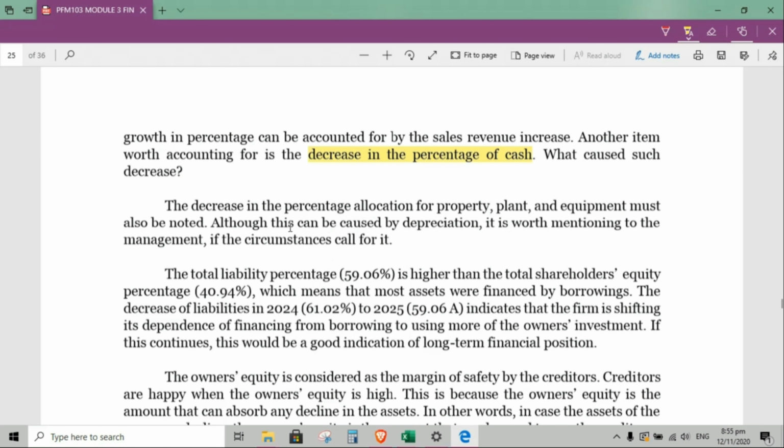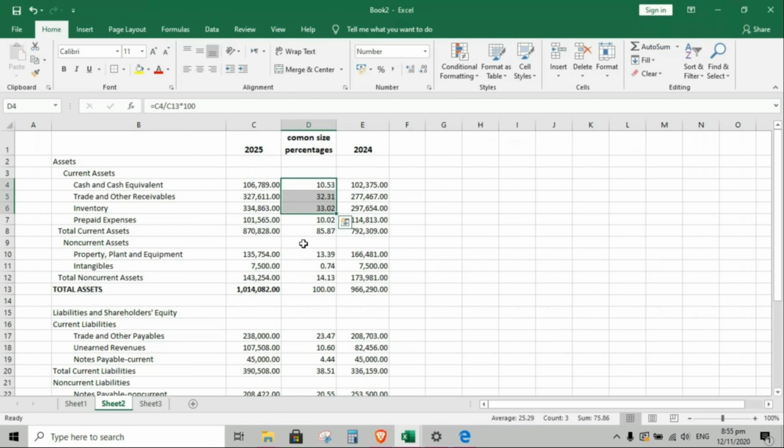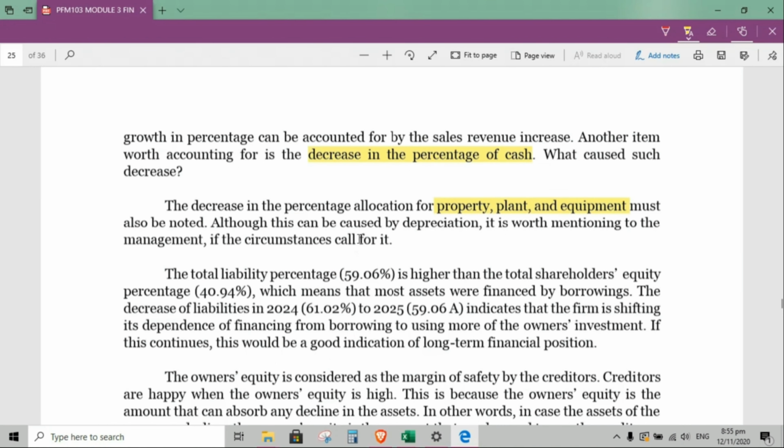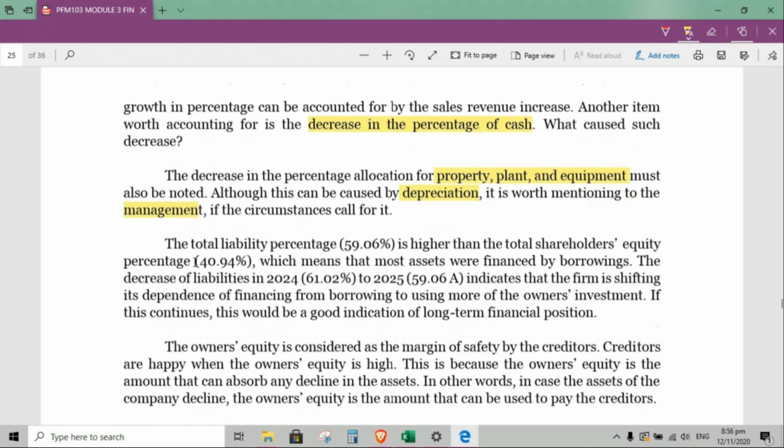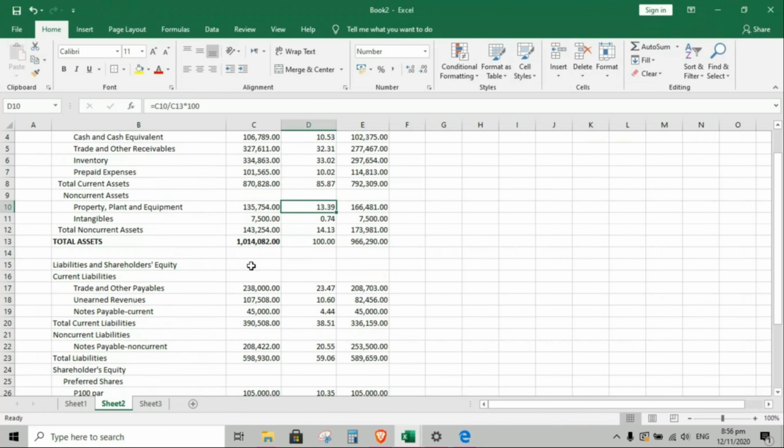At isa pa, yung percentage ng allocation ng kanilang property, plant, and equipment. Tignan natin, mababa rin. Okay? So, bakit? Probably, baka dahil sa depreciation. Or, pwede rin kung ano man ang ginawa ng management. And of course, titignan din natin yung liabilities niya.